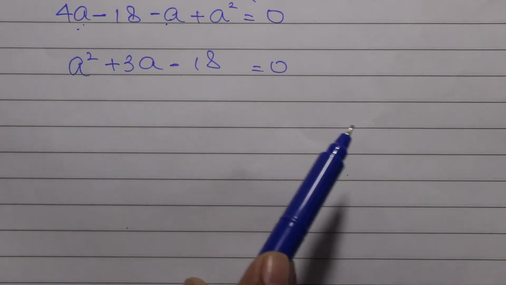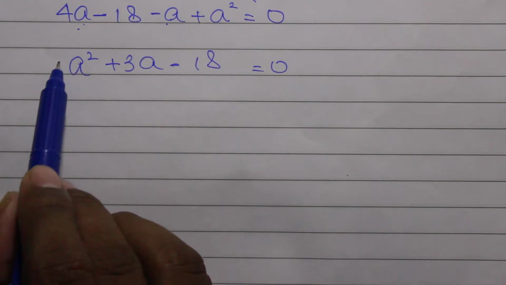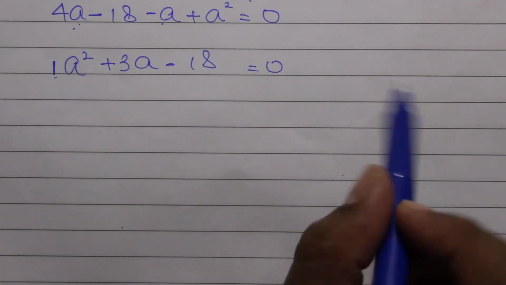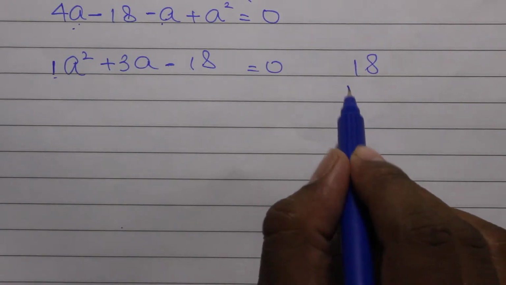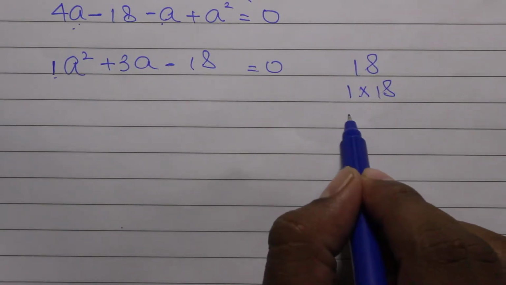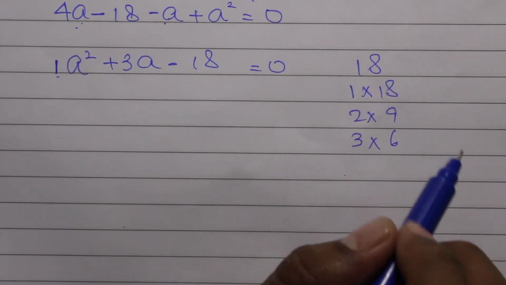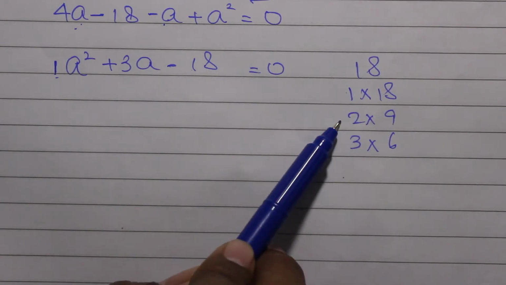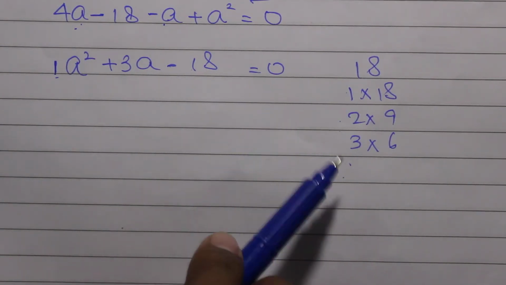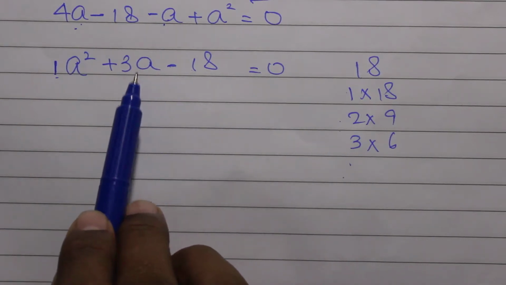So I will break the middle term, which is 3a. First of all, I have 1 here. 1 times 18 is 18. I have to find the factors of 18. 18 comes in the table of 1. 18 comes in the table of 2, 2 nines are 18. 18 comes in the table of 3, 3 sixes are 18, and so on. Now I have to do the subtraction. Out of these three factor pairs, I have to subtract one pair, and the answer should be 3.